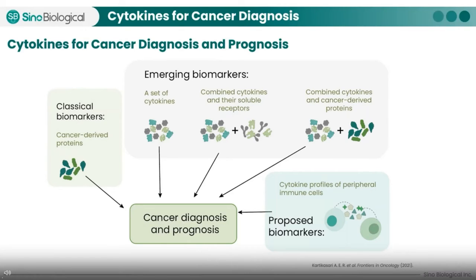Multiple cancer-derived proteins have been established and used at clinics as biomarkers to detect cancer from blood. However, other approaches include detection of a set of cytokines, combining cytokines and their soluble receptors, and combining cytokines and cancer proteins may provide better accuracy for cancer diagnosis and prognosis. A highly accurate alternative cancer biomarker has been proposed, which is the cytokine secretion profile of the circulating peripheral immune cells.